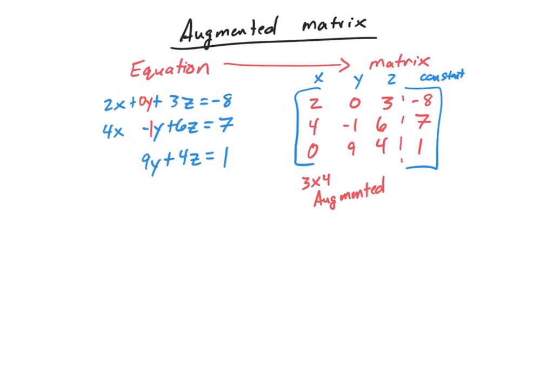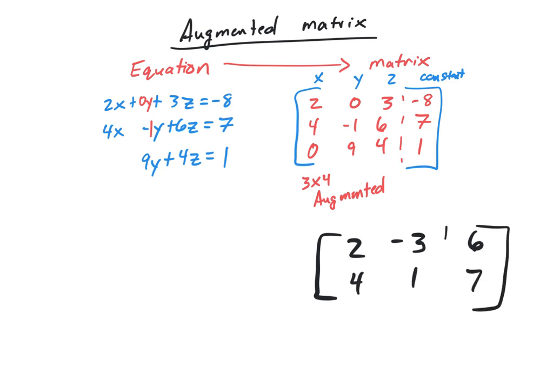Okay, the other thing we're going to do, though, is go the opposite way. If I gave you a matrix, this is one that we did not see on Friday. We only saw 3x4s, but we saw some problems like this in the first lesson, in 6-1.